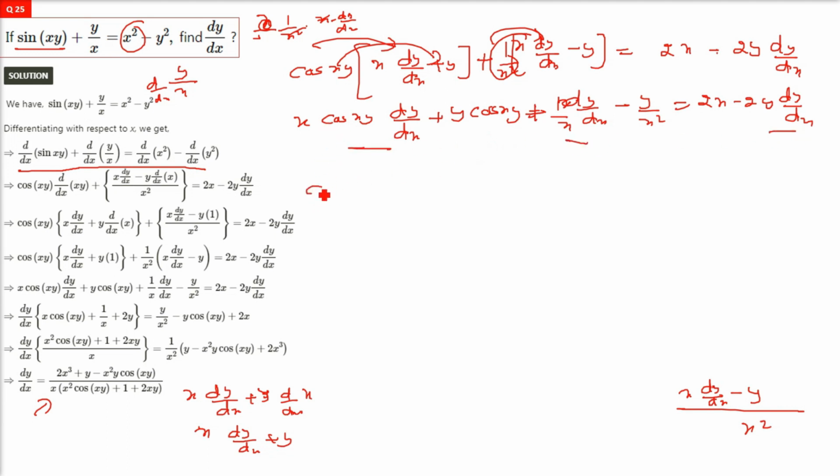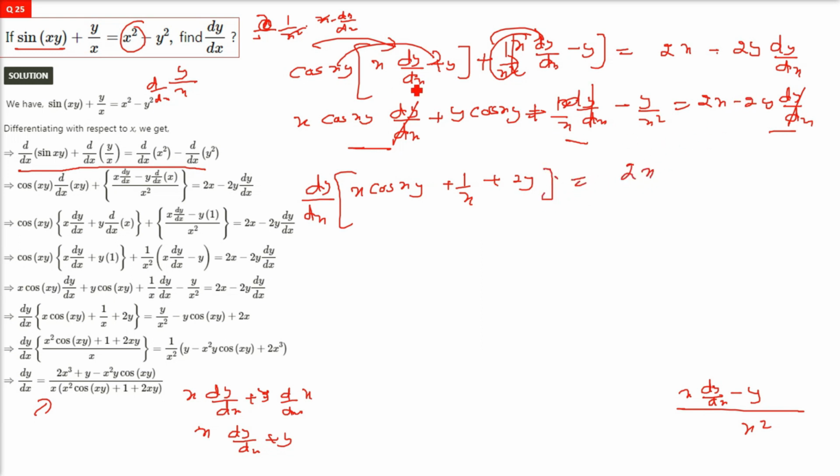Now bring this dy by dx term together. Others you can shift to the other side. I've already brought this dy by dx, minus 2y dy by dx here, so I'm writing it directly. First term will be x cos xy. Second term is plus 1 by x. Third term, after bringing it on the left hand side, it will be plus 2y dy by dx. Alright, this is the dy by dx term.